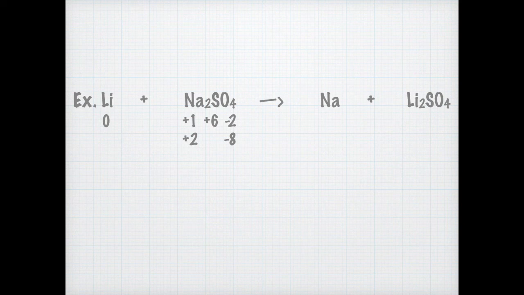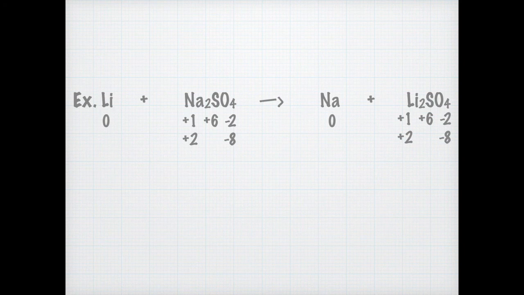I look on my product side, sodium has a 0 oxidation number. Then when I'm looking at lithium sulfate, remember you do oxygen, then go over to lithium, and then go back to your middle. So oxygen is -2. There are 4 of them, so that would be -8. Lithium has an oxidation number of +1. There are 2 of them, so that would be +2. And so sulfur would be +6. So with all of these oxidation numbers, I can now determine what is being oxidized and what is being reduced.